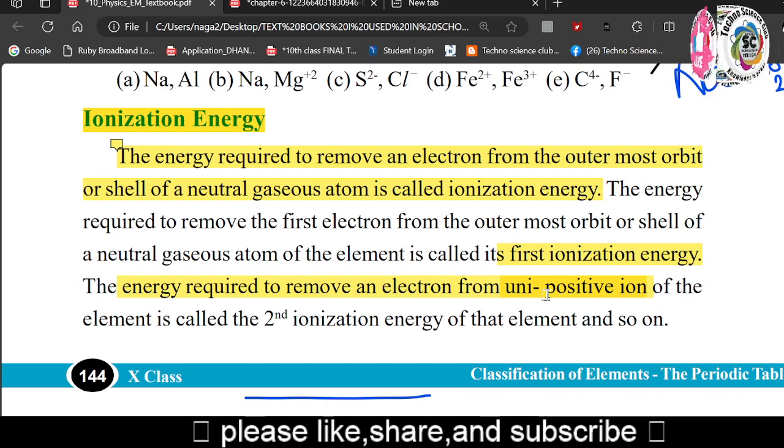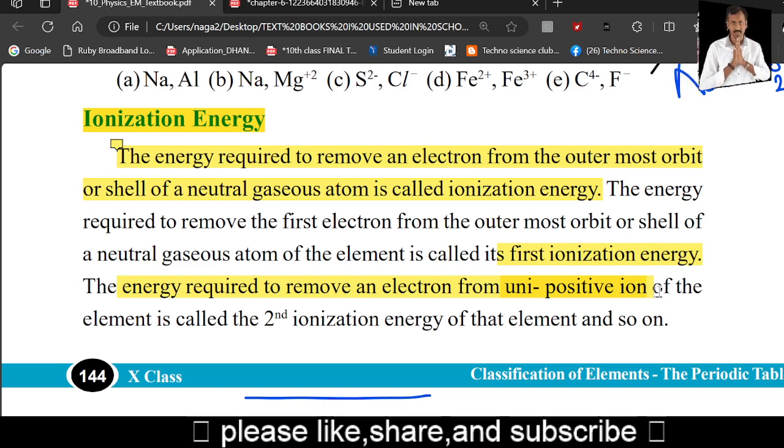For example, sodium. Sodium has atomic number 11, and it will try to get the stability of neon, which contains 10 electrons. So sodium loses one electron, or one electron is removed from the sodium atom, and the sodium atom is transformed into a positively charged sodium ion. So one electron is removed and the atom becomes a positively charged ion.